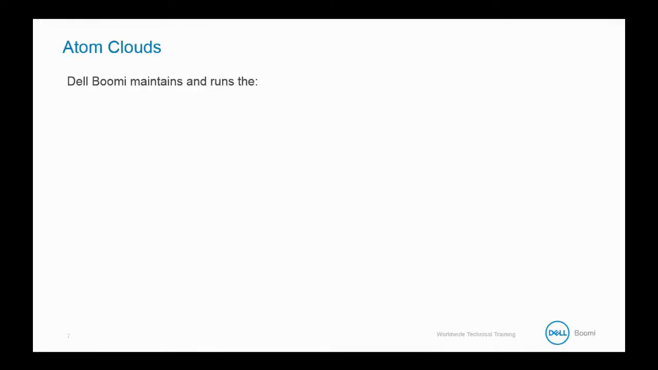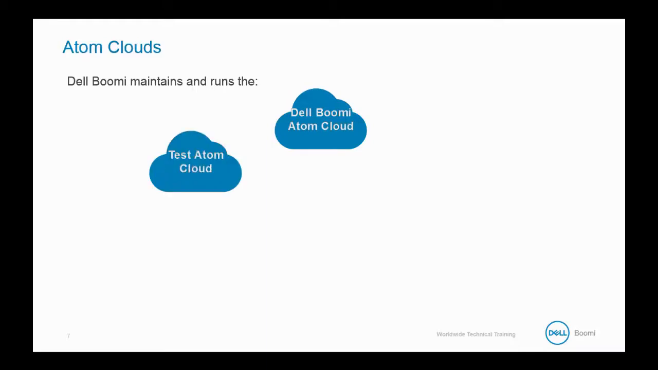They are the Dell Boomi Atom Cloud, which everyone has access to run their production processes. The Dell Boomi Test Atom Cloud, which is only for an account with environments and test connectors. The European Union Atom Cloud, which may be provisioned for your account. Now we are in the process of adding additional clouds. Shortly we will have one for Ireland as well as one for New Zealand.